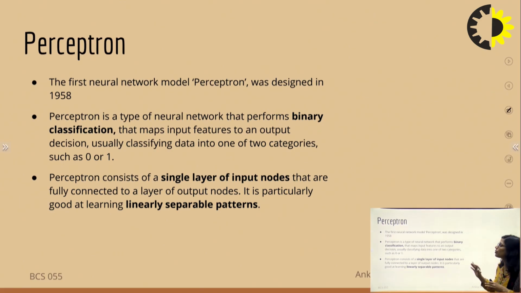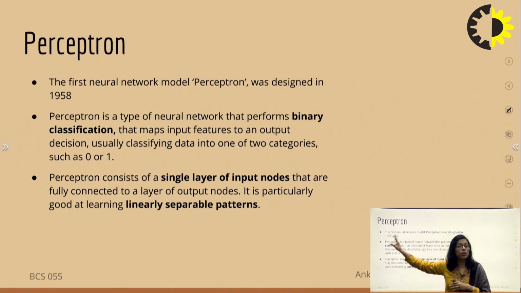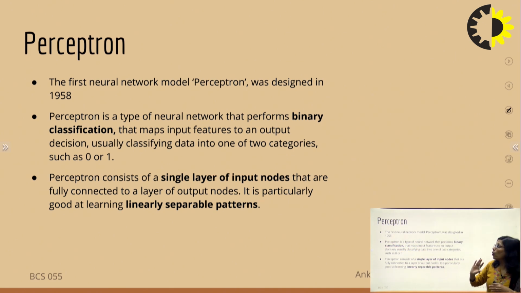The perceptron was designed in 1958. It is so old that the concept of the perceptron emerged so long ago. It was given by Frank Rosenblatt. The perceptron is a type of neural network that performs binary classification. The purpose of the perceptron was to give you the output as binary: yes or no, 1 or 0.